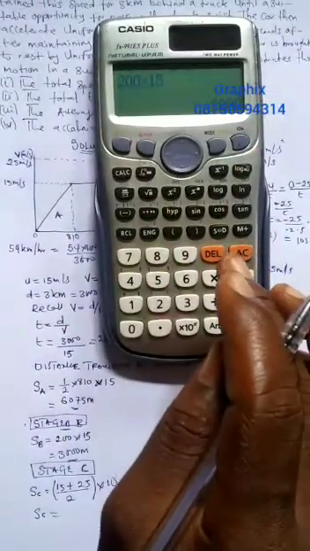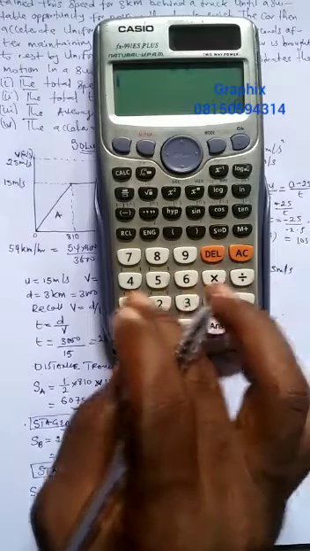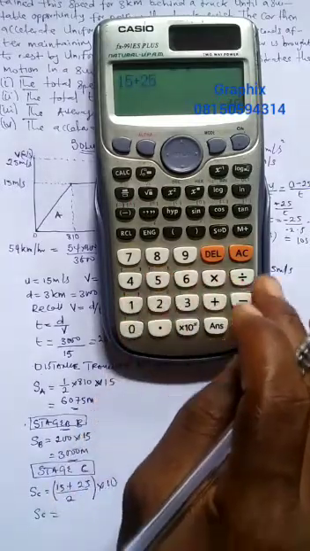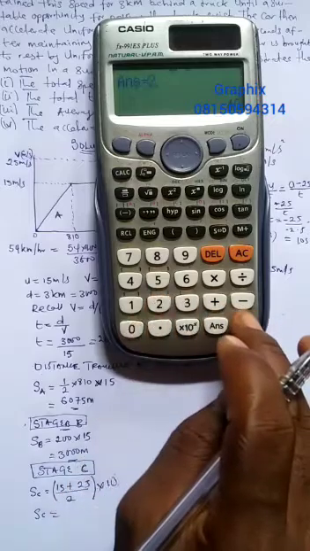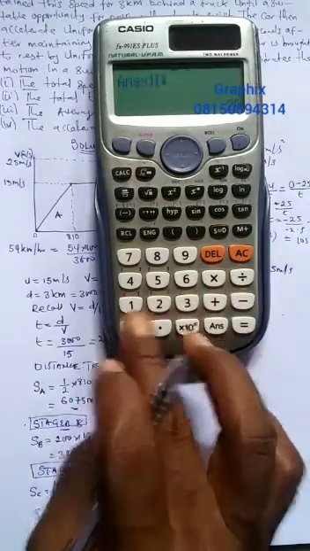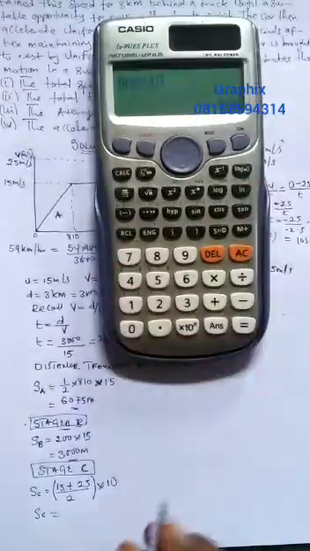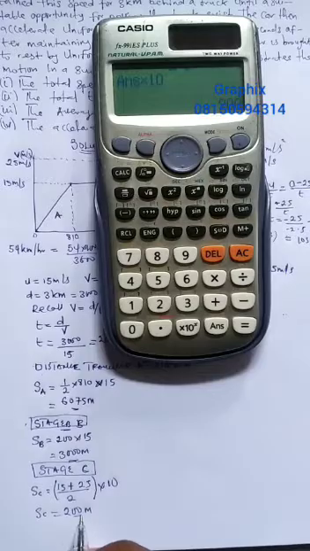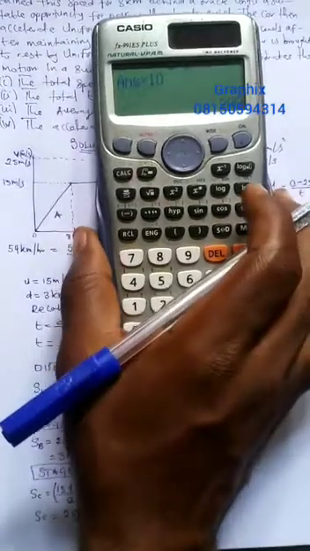So in doing that, my SC here will be equal to 15 plus 25 divided by 2 times 10. That'll give me 200 meters. That is for the C, right?